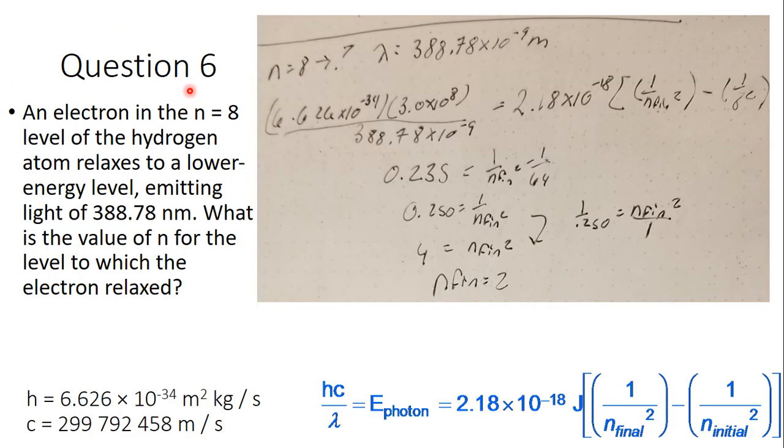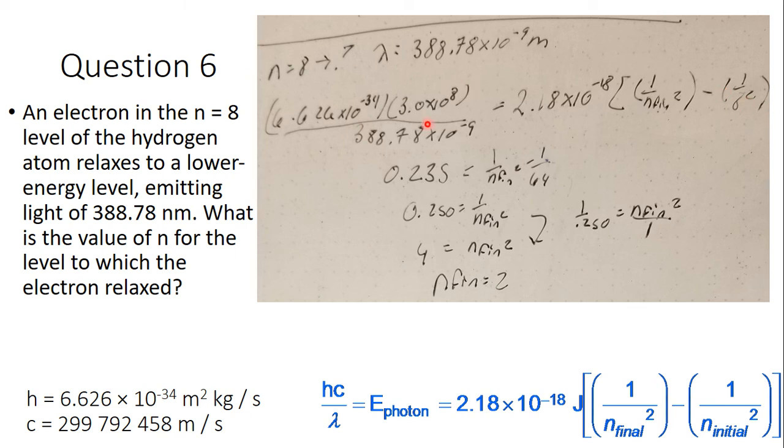Question 6 is using this equation again, but this time I'm solving for n final. I know my initial, I want to know where we finally go to, and we're given lambda. I give lambda to you in nanometers, and you have to put it in meters to use this equation. So let's set up our equation. hc divided by lambda, which I have right here, equals 2.18 times 10 to the minus 18th multiplied by 1 divided by n final, that's what I'm looking for, minus 1 divided by n initial, and initial is 8.